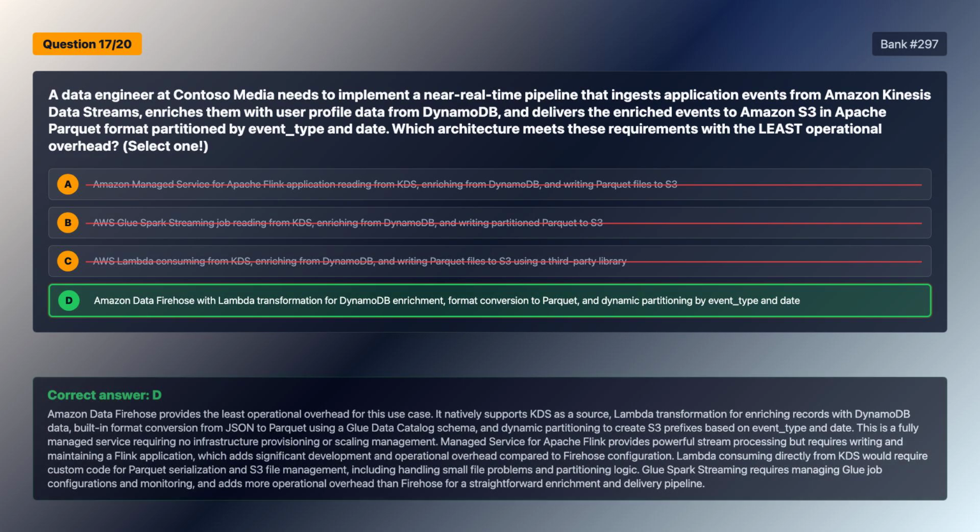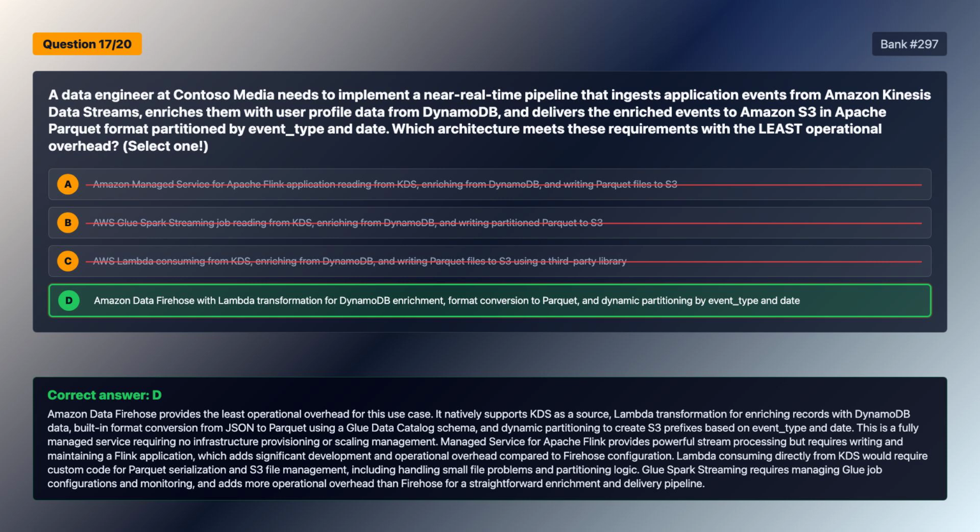The correct answer is option D. Amazon Data Firehose provides the least operational overhead for this use case. It natively supports KDS as a source, Lambda transformation for enriching records with DynamoDB data, built-in format conversion from JSON to Parquet using a Glue Data Catalog schema, and dynamic partitioning to create S3 prefixes based on event type and date. This is a fully managed service requiring no infrastructure provisioning or scaling management.